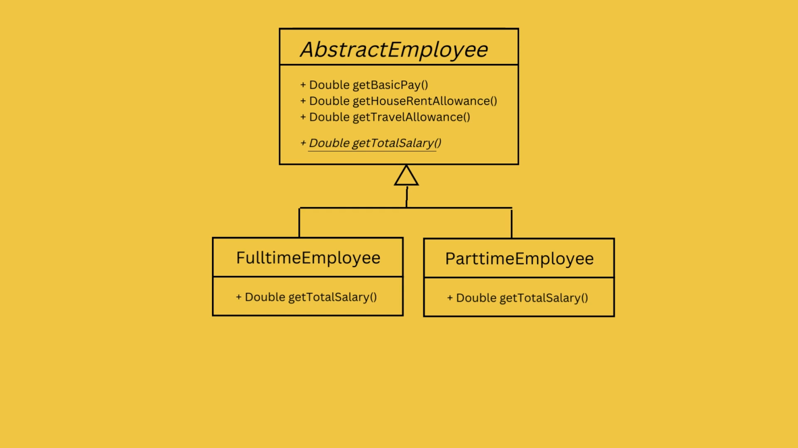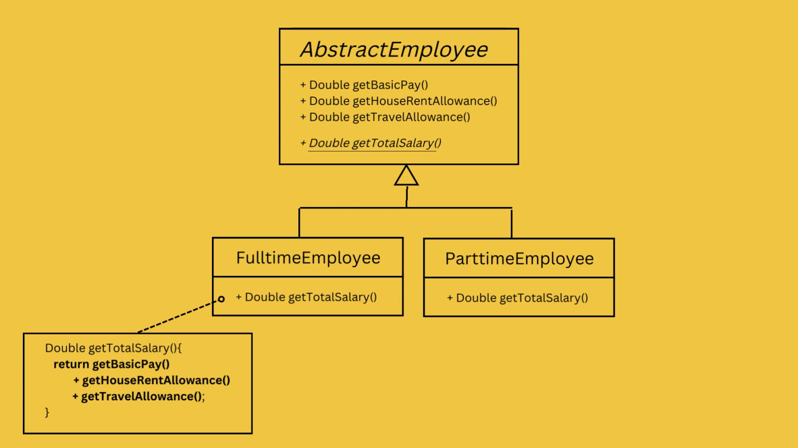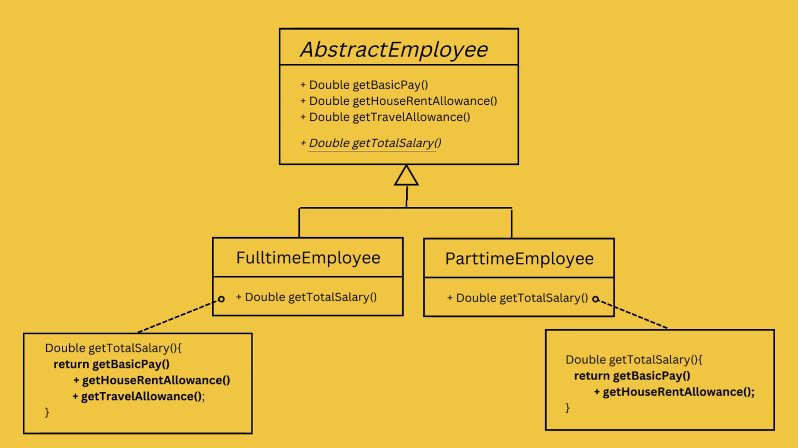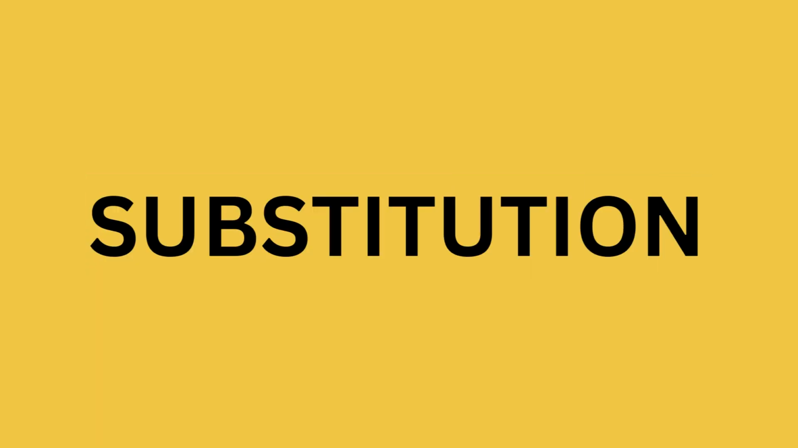We have the full-time employee class, where the implementation of get total salary returns the sum of basic pay, house rent allowance, and travel allowance. We have the part-time employee class, whose implementation of get total salary returns the sum of basic pay and house rent allowance. The second step to have polymorphic dispatch would require us to refactor our code to support substitution.